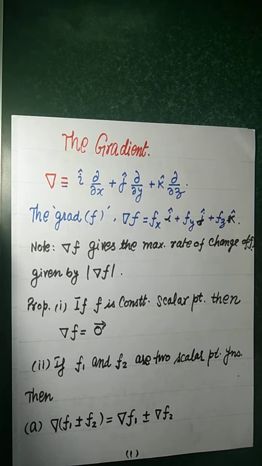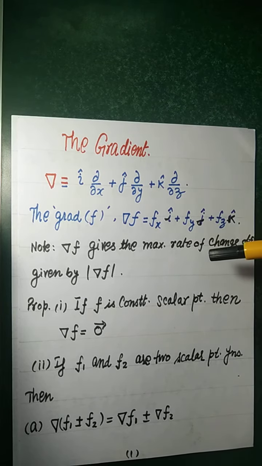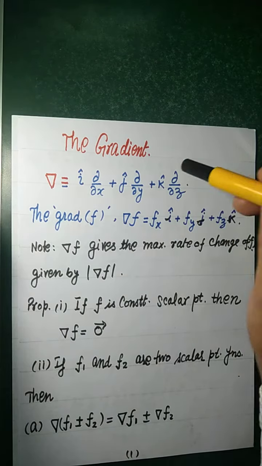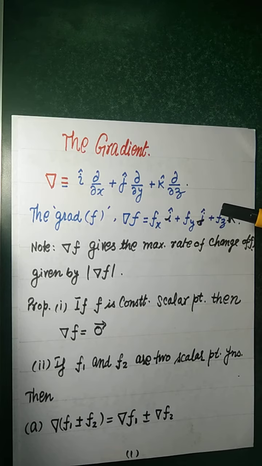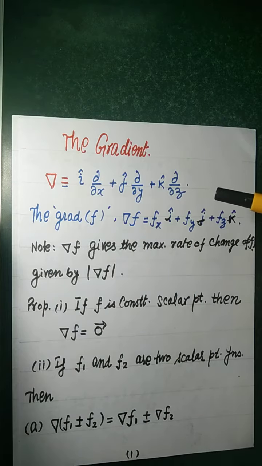We are discussing gradient of a function f. So this is a del operator, also known as nabla, given by i cap ∂/∂x plus j cap ∂/∂y plus k cap ∂/∂z. i cap, j cap and k cap are unit vectors along the x-axis, y-axis and z-axis respectively.